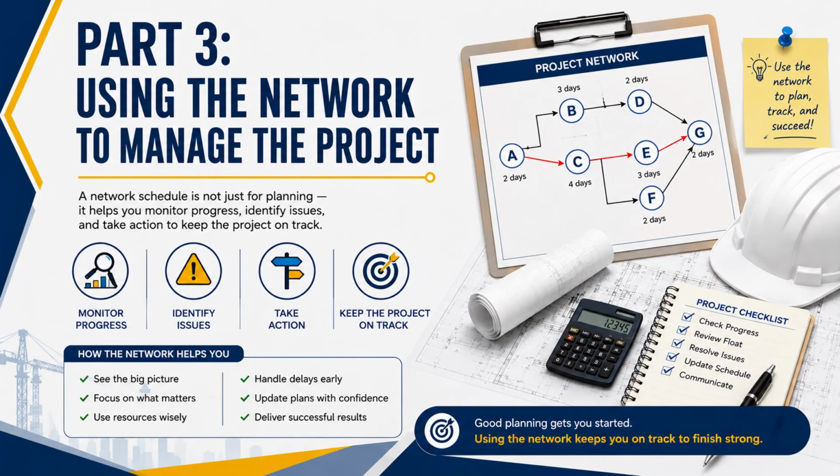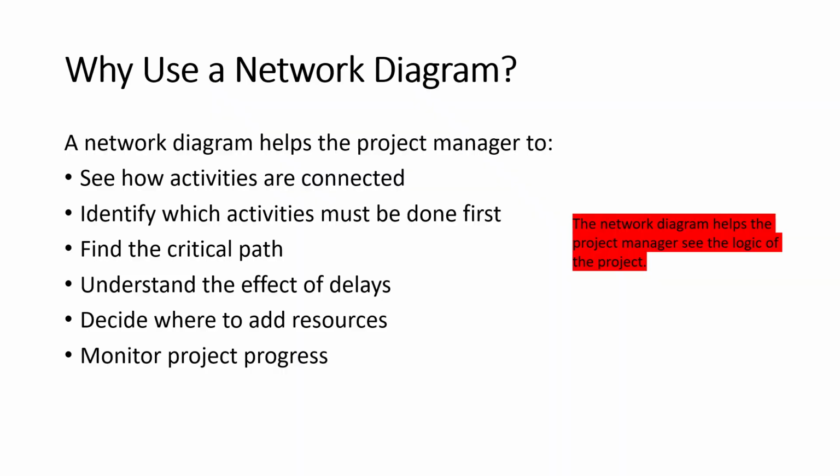In this section, we will learn how the project manager can use the network during project execution, not only during planning. A network diagram helps the project manager see how activities are connected. It shows which activities must be completed first, which activities can happen at the same time, and which activities must wait. The network diagram also helps identify critical paths.